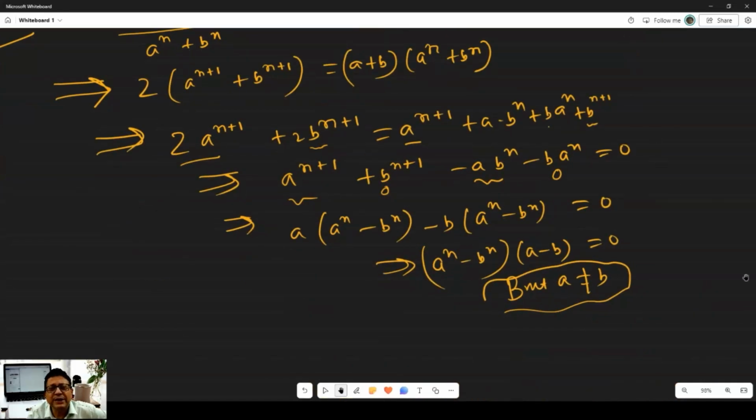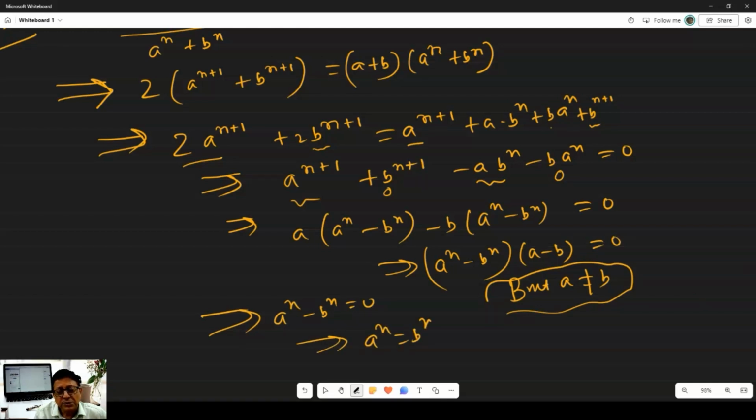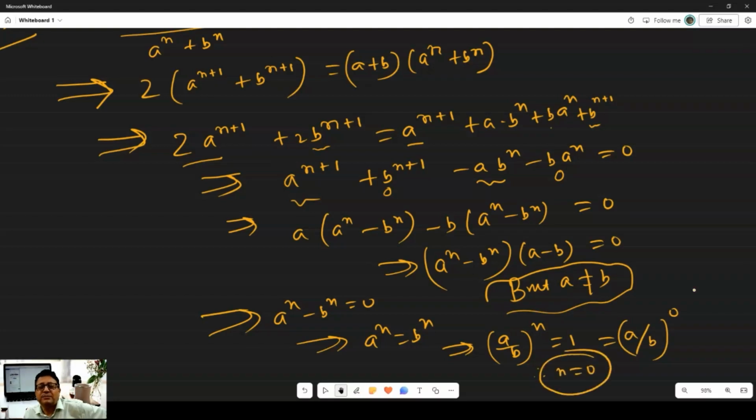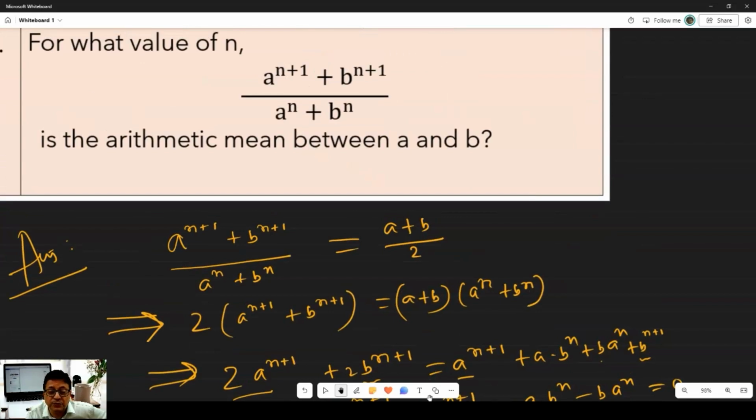If a not equal to b, then what will happen? A to the power n minus b to the power n should be 0. So this implies a by b to the power n equal to 1. This is nothing but a by b to the power 0. So n equal to 0. Our struggle was this, to get the value of n equal to 0. And such a huge sum is reduced to such a small answer. And I got 0 for this sum.